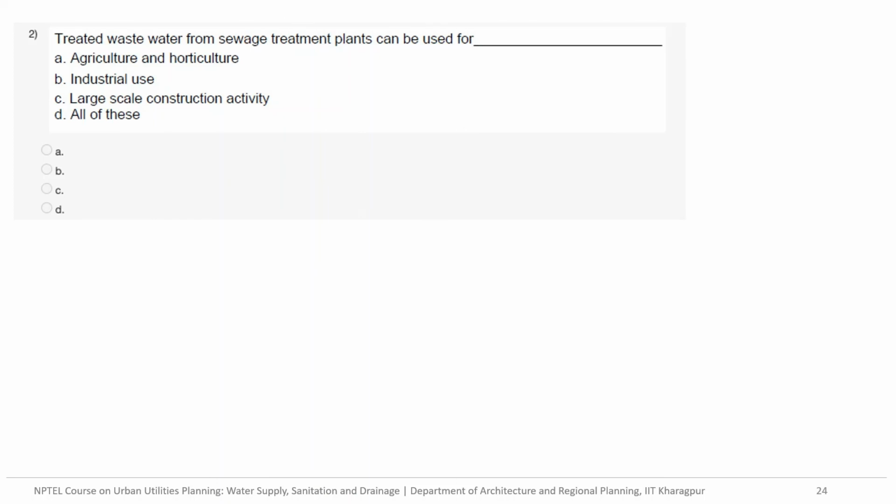Moving on to the next question. Treated wastewater from sewage treatment plants can be used for A. Agriculture and horticulture, B. Industrial use, C. Large scale construction activity, or D. All of these. So the answer is all of these.